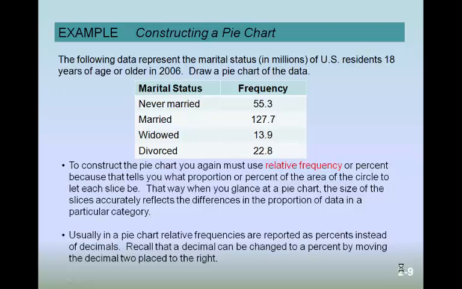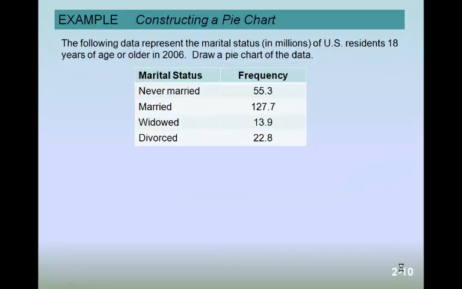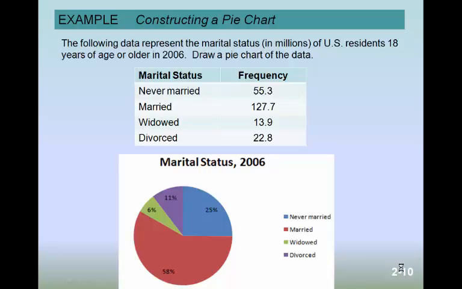Usually in a pie chart, relative frequencies are reported as percents instead of decimals. Recall that a decimal can be changed to a percent by moving the decimal 2 places to the right. So here's the data, and this would be a pie chart that represents that data. Notice the smallest slice is 6%. It's approximately half of the 11% slice because 11% is just a little bit less than twice 6%. And the 58% slice is more than half the pie because 50% would be half, so 58% would be somewhat more than that.